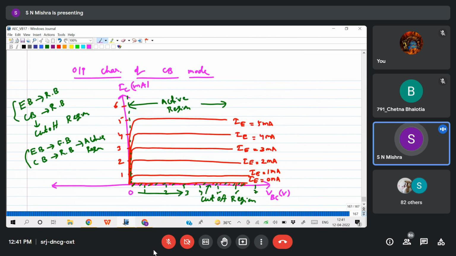So you look at here, I have taken here VBC, that's why I have taken positive values. Now same case, if I take VCB, then what I will take? 0, minus 1, minus 2, minus 3, minus 4, minus 5, minus 6, minus 7. Like that I have to take. Agree or not?